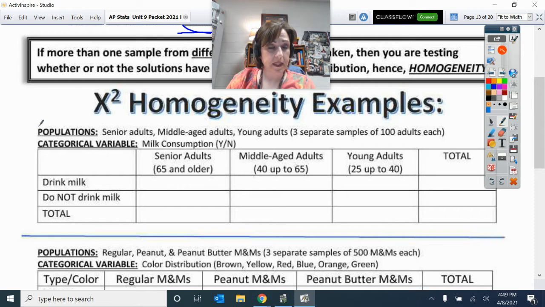So here we go. We have a situation where here are the populations: senior adults, middle-aged adults, and young adults. So look here, three separate samples of 100. I'm going to randomly select 100 from the seniors, 100 from the middle-aged, and 100 from the young adults. Three separate populations, three separate samples. Then I'm going to check one variable, milk consumption, in this case yes or no, do they drink milk regularly? So that's my one variable tested amongst those three populations.